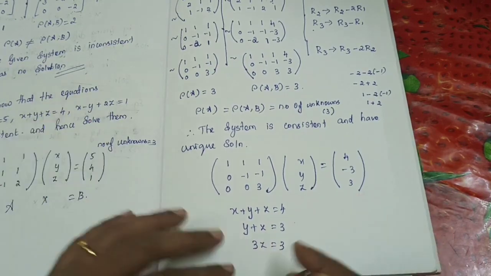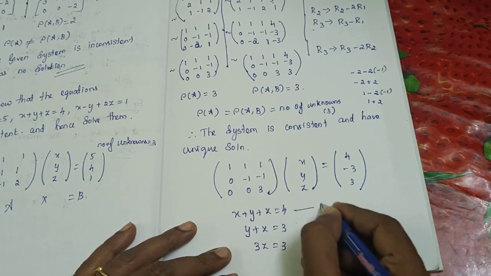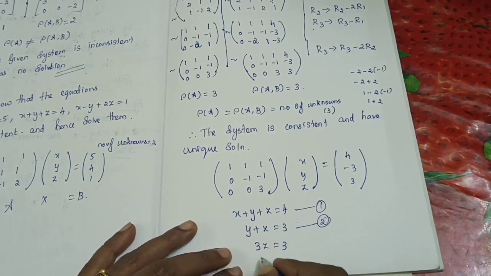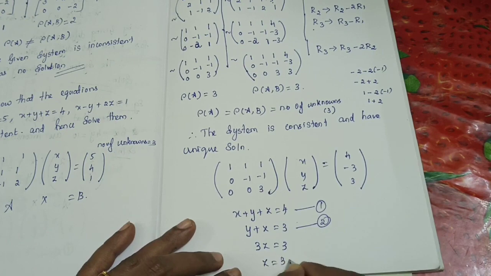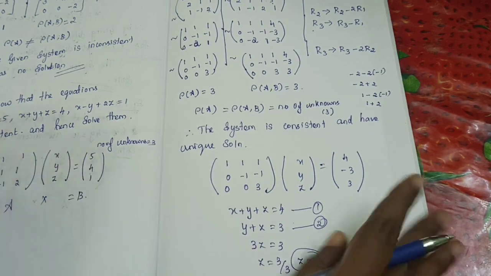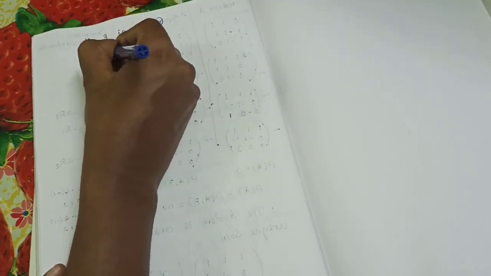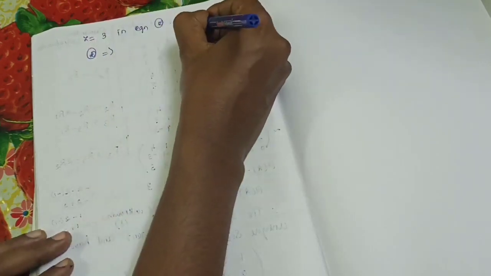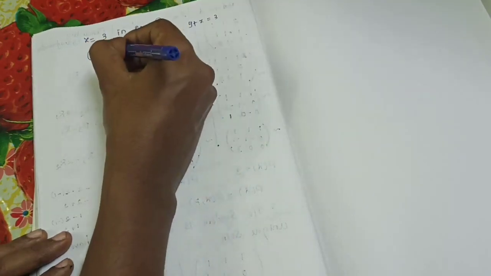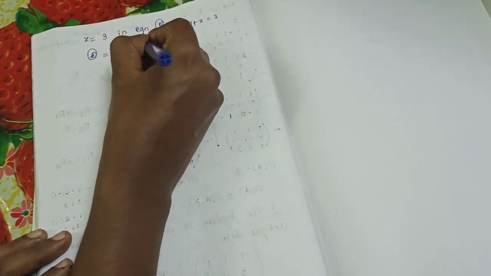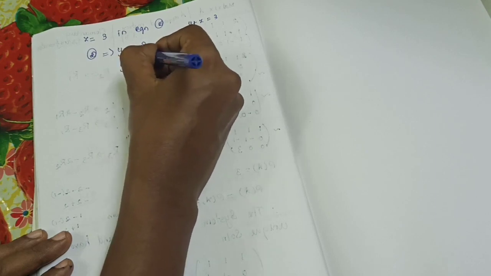So this everything you have learned last year. From these equations, this one you consider as 1, this one you consider as 2, this one as 3. From this equation we come to know z is equal to 3 by 3. So z is equal to 1. Okay. Then now we are going to find out the y value. We are going to substitute in equation number 2. Equation 2 implies y plus z is equal to 3. So y plus 3 is equal to 3.